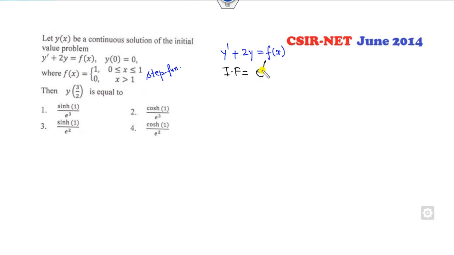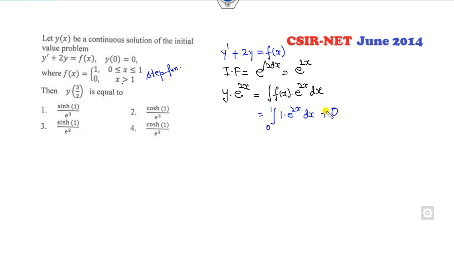The integrating factor is e raised to the power integral of 2 dx, which is e to the 2x. So I can get the solution as this, which is the integration of f(x) into e raised to the power 2x. Now I can break this f(x) over this portion. When it's from 0 to 1, the function is 1, otherwise 0. So if you integrate and substitute the upper limit, e raised to the power 2 minus e raised to the power 0, over 2. Fine. Now your target is to find it at x equal to 3 over 2. So it's e raised to the power 3 in the denominator, so it's (e square minus 1) over 2, and the denominator is e cube.